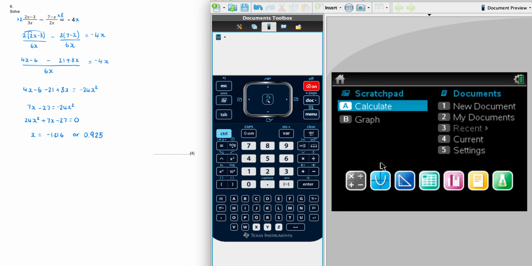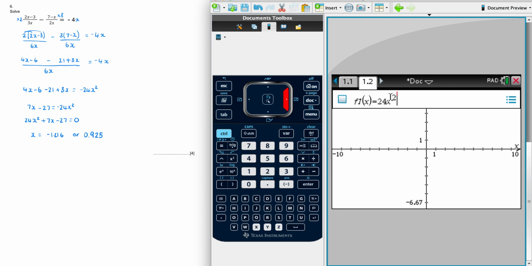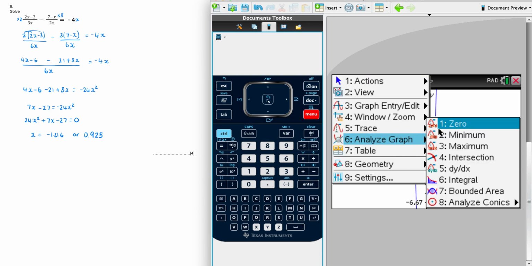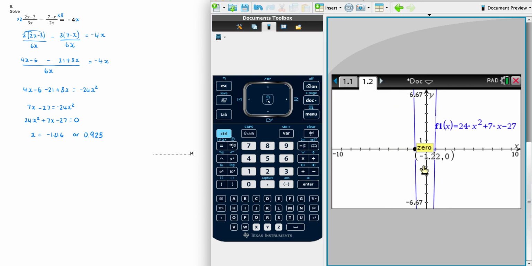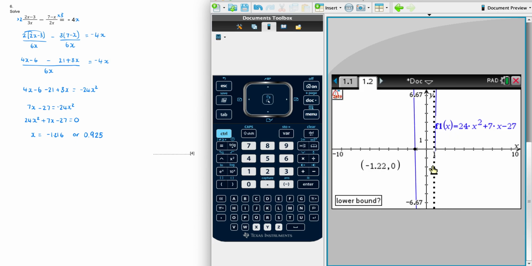The other way you can solve it is to then plot it as a graph. So you've got 24x squared plus 7x minus 27, and then you can find the zeros. So if I then find the zeros, we'll find that they're the same values. So that's the 1.22 that we've written first, and then the second one is over here, and that's the 0.925. So you can see there we've got the 2 different values, or the 2 different ways of solving it.